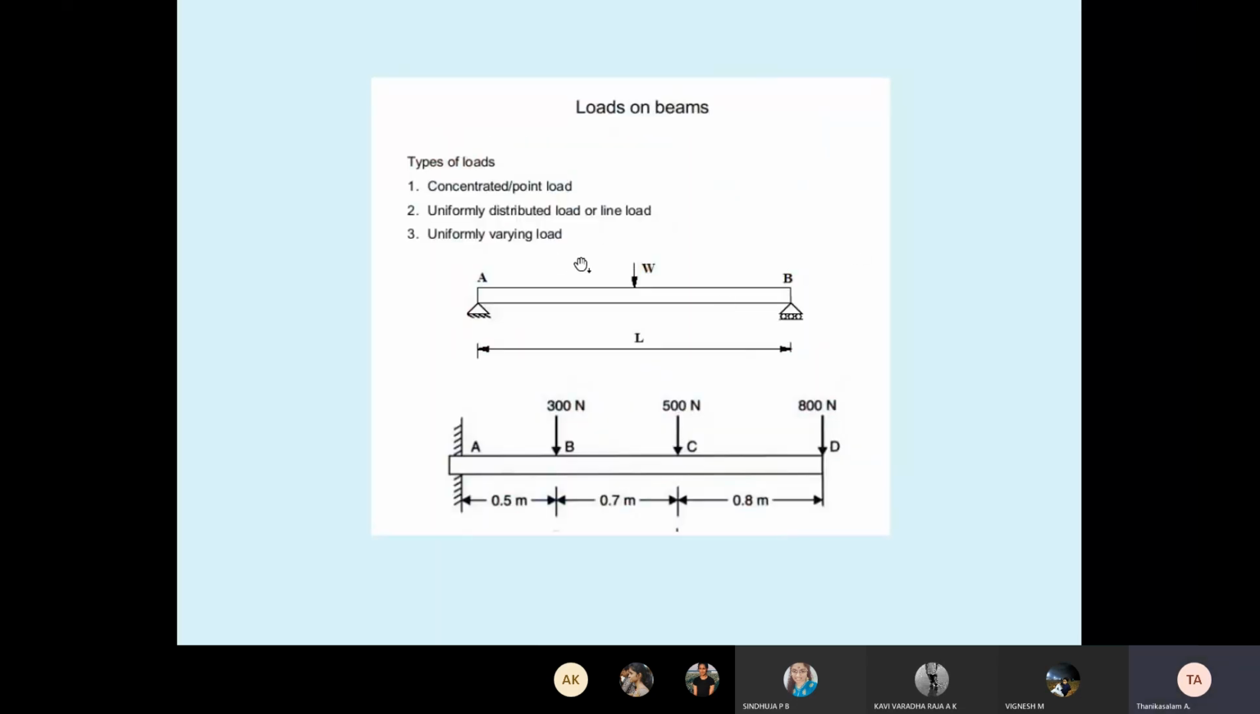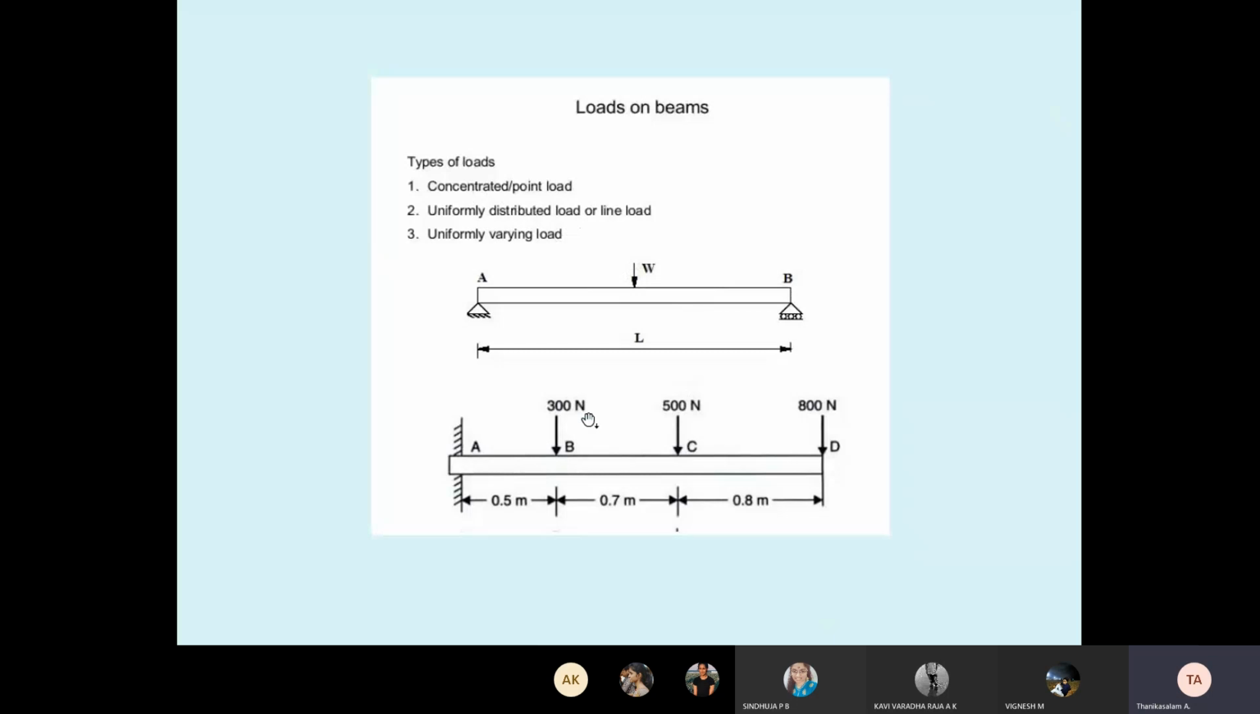Then load. There are three types of load acting. Concentrated load or point load. Uniformly distributed load or line load. And uniformly varying load. See here, the W, vertical downward. This is the point load. See here, the 300 Newton point. The load is acting at a particular point.